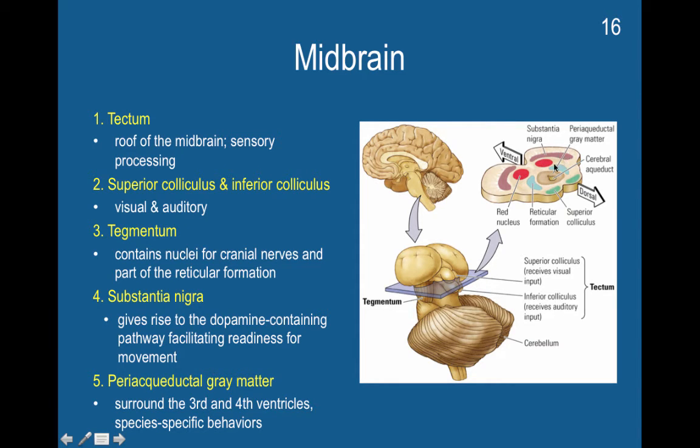And these are some of the nuclei, these collections of cells: the substantia nigra, the periaqueductal gray matter, the superior colliculus. So within this section of the hindbrain, these are particular groupings of cells that are responsible for particular processing of information.